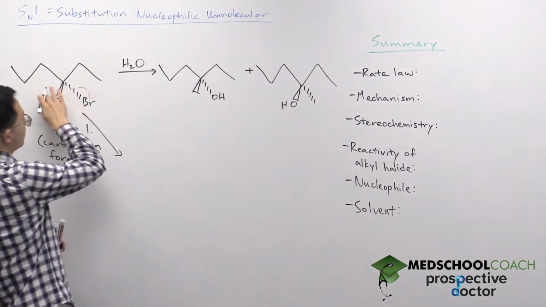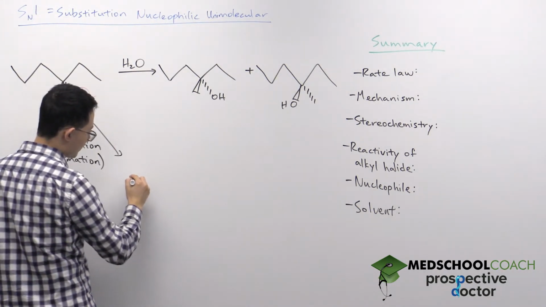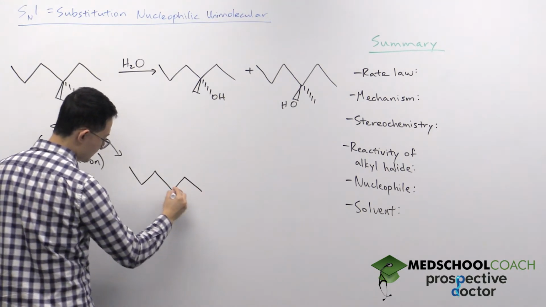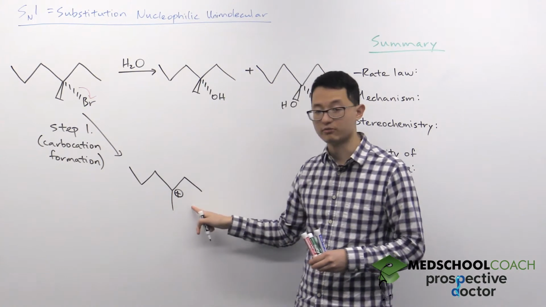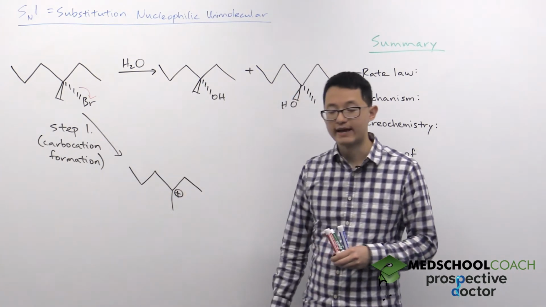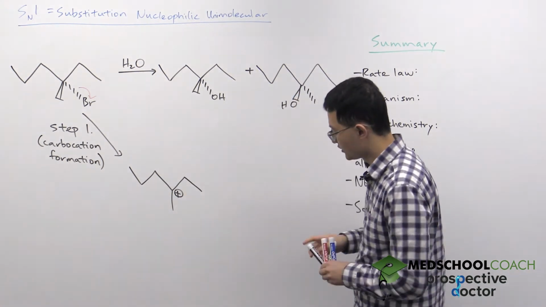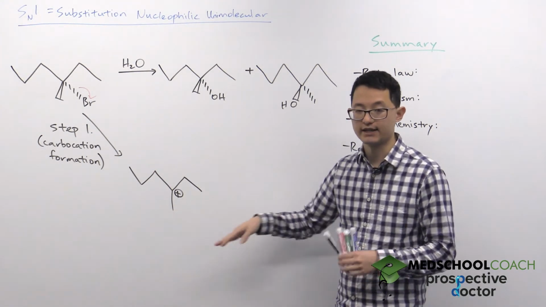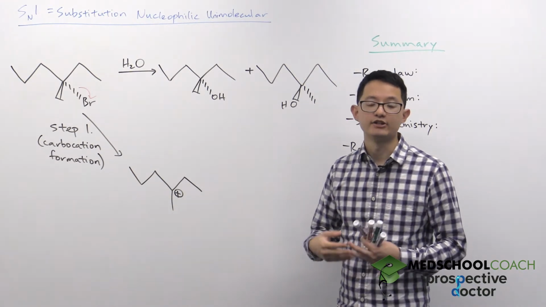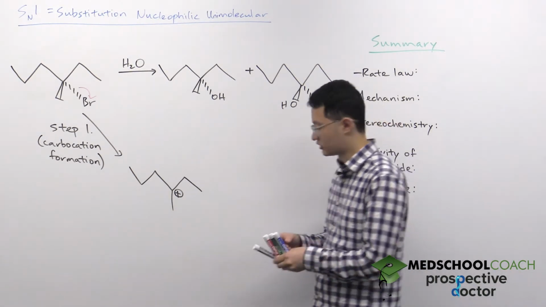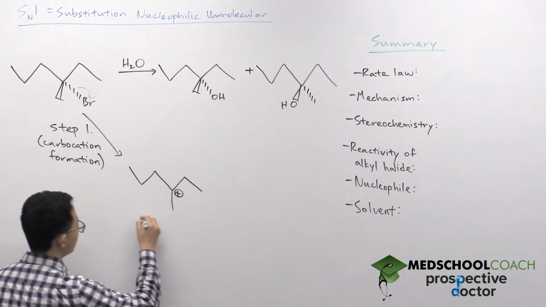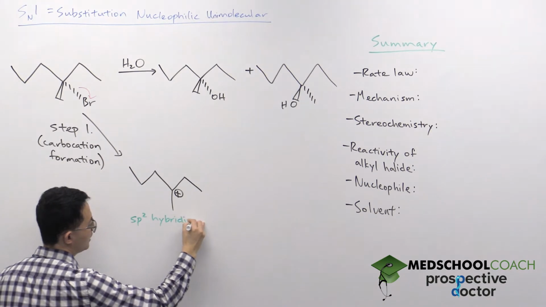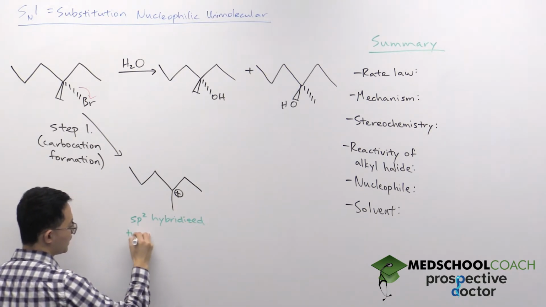And here, if we draw what we're going to be left with, we're going to have the following molecule, where we have our carbocation, now that our leaving group has left. Now, you'll want to recall that carbocations are sp2 hybridized, and sp2 hybridized atoms have a trigonal planar electronic geometry. So we'll note here that we have an sp2 hybridized trigonal planar intermediate.